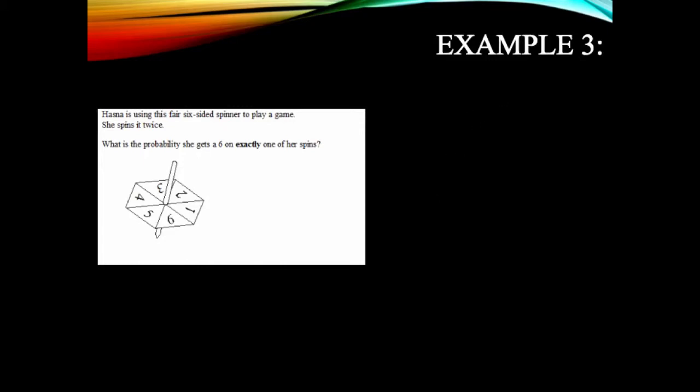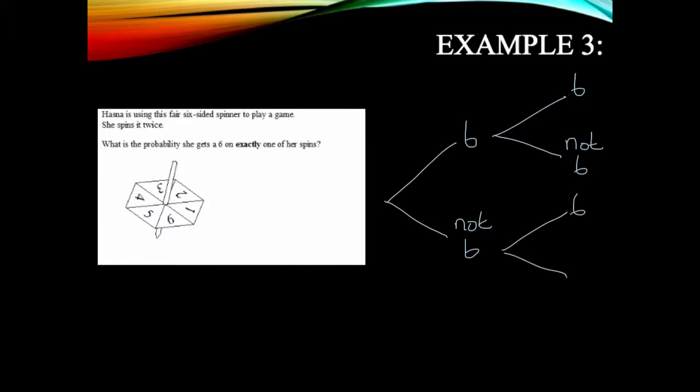All we're interested in is whether she gets a 6 or not. We have no interest in anything else. So on our first spin, why don't we say a 6 or not a 6? And on our second spin, we want to know if she gets a 6 or not a 6. Now, are they independent of each other?